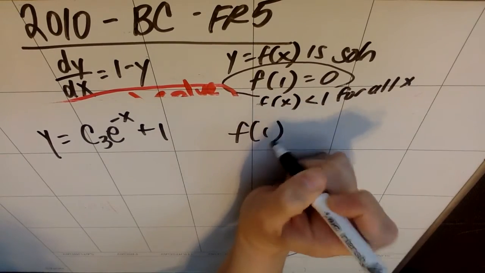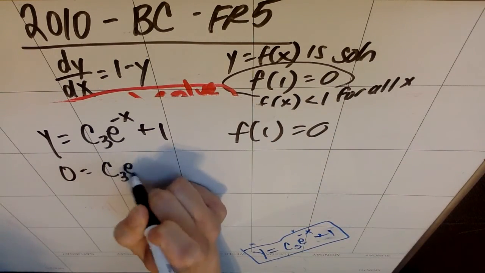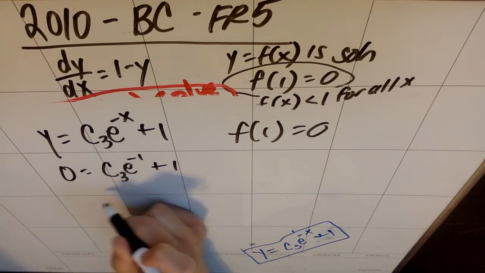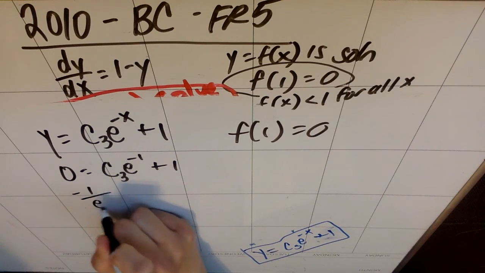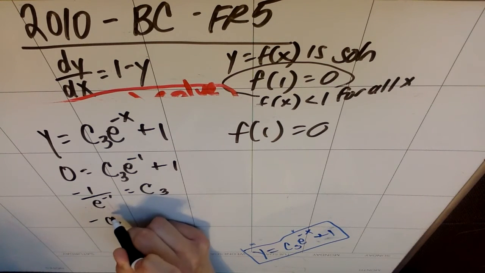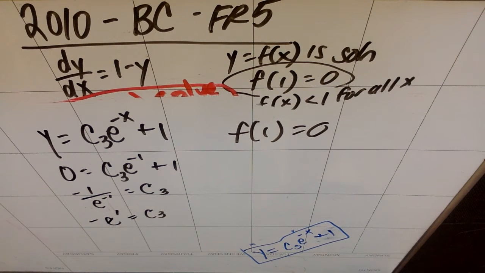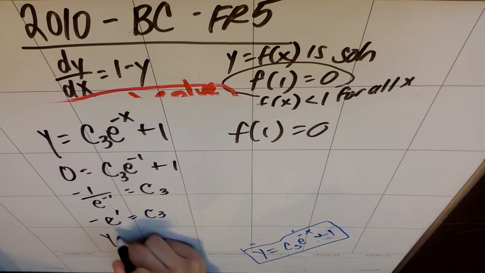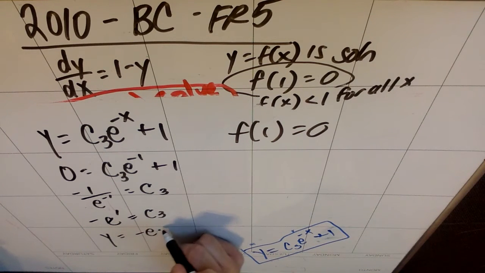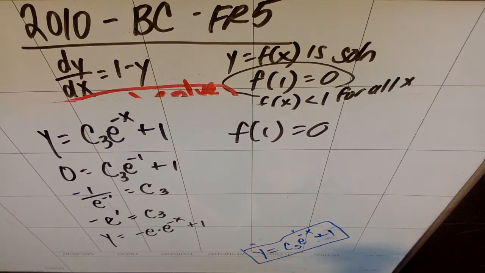And we know the initial condition f of 1 is 0. So 0 equals C sub 3 e to the negative 1 plus 1. Negative 1 over e to the negative 1 equals C sub 3. So I end up getting negative e to the first equals my C sub 3. And when your C ends up being a multiple of e, it's often worth cleaning it up, but it's up to you. So I could leave my answer as y equals negative e times e to the negative x plus 1, and that's fine. This is the answer I might have left it with.